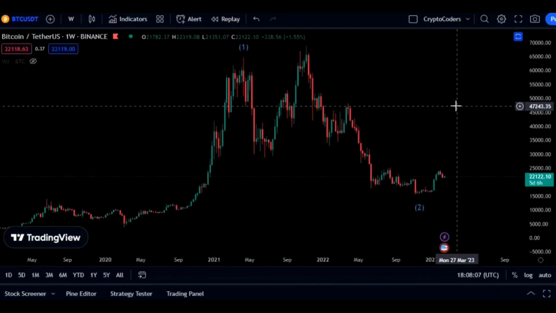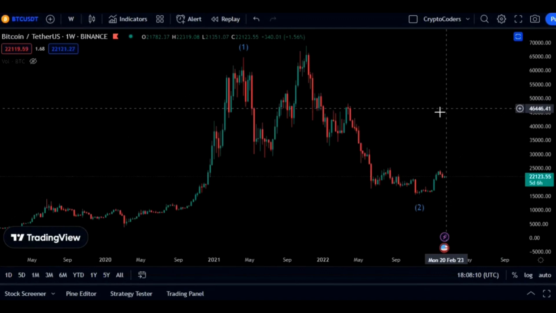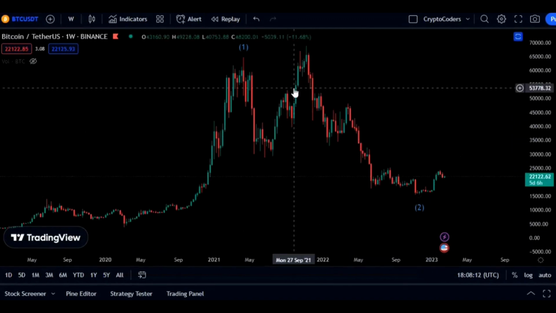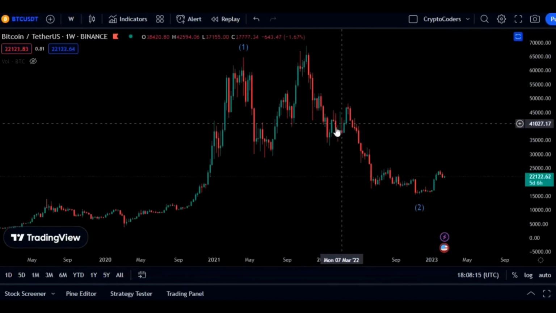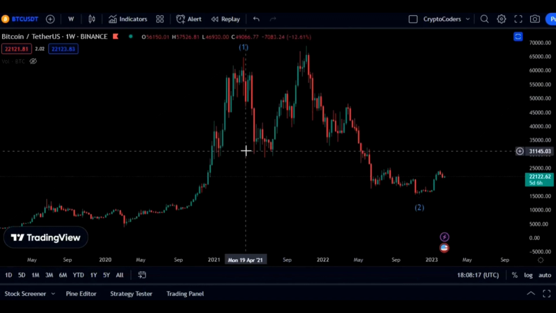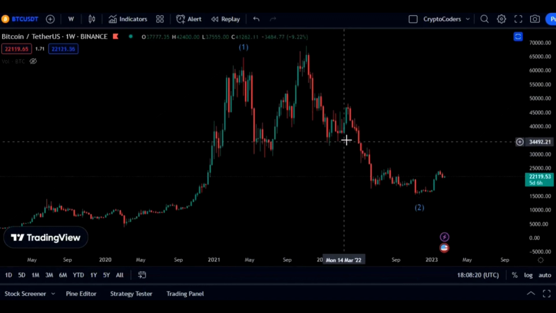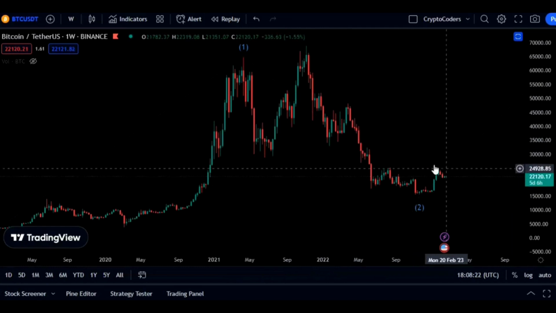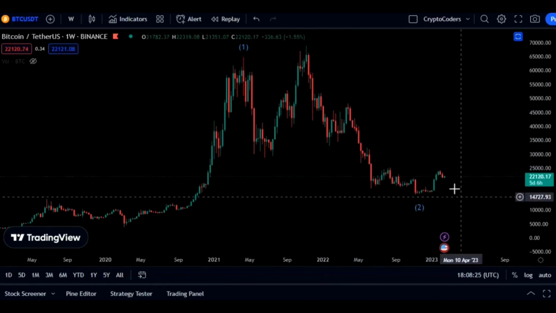In this video I will be explaining to you my Elliott wave count, why I have what I have on my chart here. I will give you my bullish and the bearish scenario, although both of these scenarios are bullish in the long term, but the bearish scenario just means that the bottom for Bitcoin is not in.